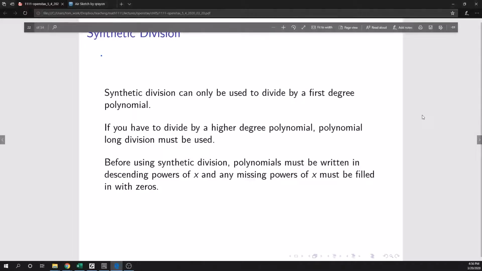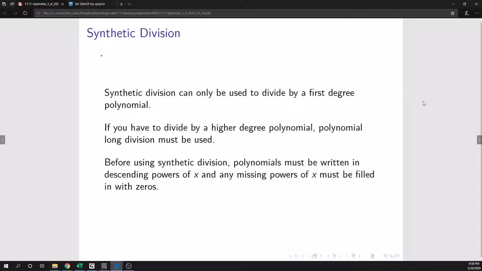In this video, we are going to talk about synthetic division. So we've already talked about polynomial long division. So basically, why are we talking about synthetic division? Well, first off, synthetic division is a little faster than polynomial long division. Most people kind of like it more once they learn it.